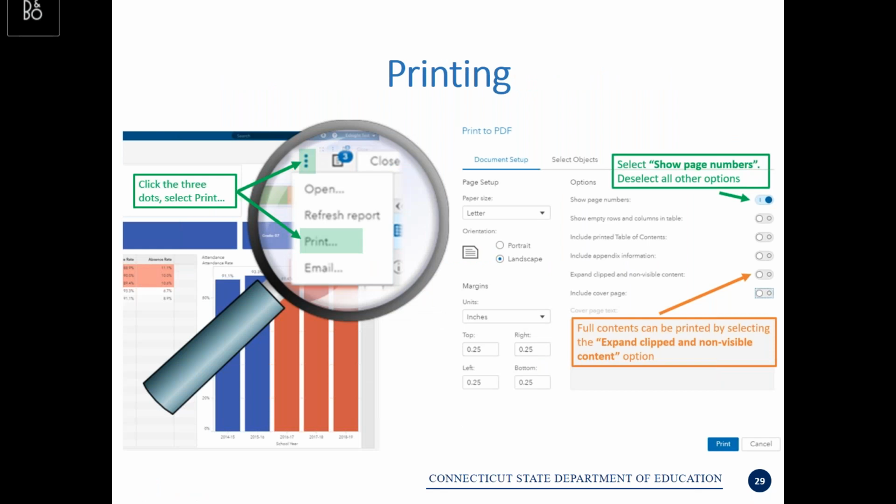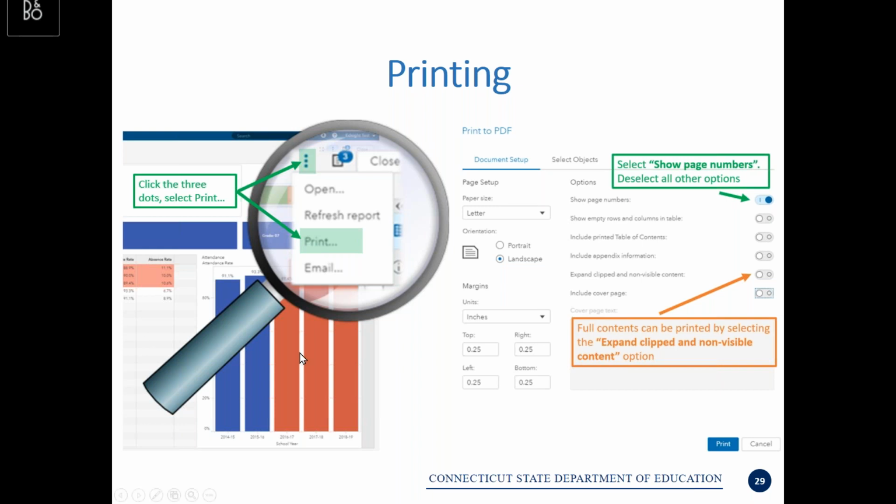I wanted to just talk to you a little bit about printing because we've been talking about this report being printable. In order to print the report, you will go to the upper right-hand corner and select the 3 vertical dots that you see here. You will then select Print, and that will bring up the print dialog, which is on the right-hand side of the screen here.